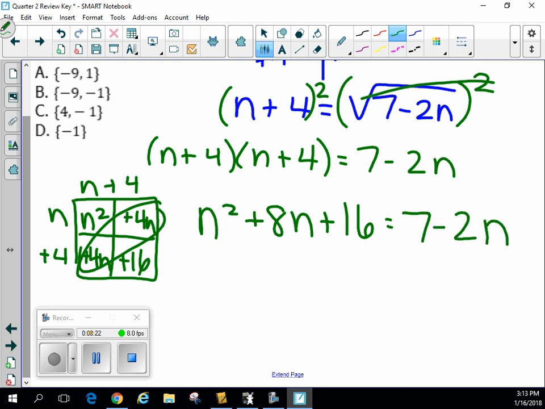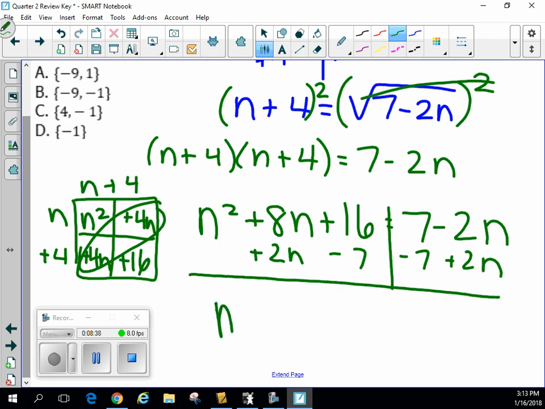7 minus 2n. When we get here, we have to make the left or right side 0. It's easiest to move everything on the right to the left. So we're going to do that by the opposite operation. And I just kind of lined it up under each term. So we get n squared plus 10n plus 9 equals 0. Now we have a quadratic.